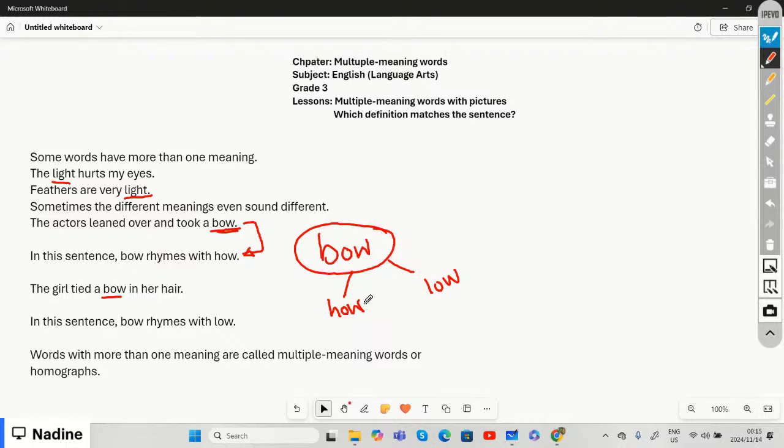So bow, bow, but it's one word. The meaning of this word is different, as well as the sound of this word. And a word with more than one meaning, we call that homographs.